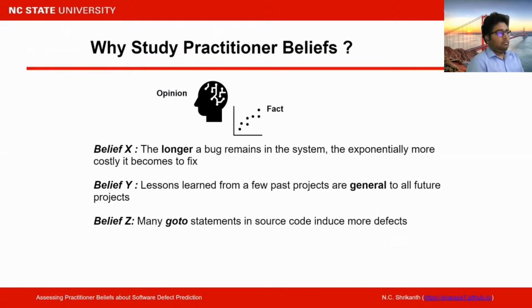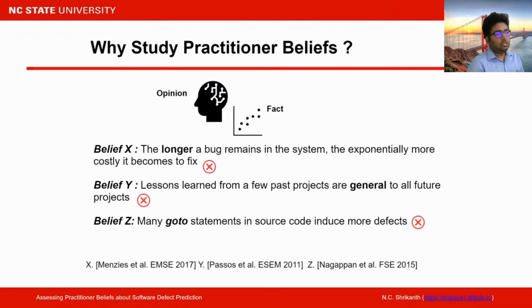Okay, let's consider a few beliefs. The longer a bug remains in the system, the exponentially more costly it becomes to fix. Lessons learned from a few past projects are general to all future projects. Many go-to statements in source code induce more defects. These are very intuitive to believe, but recently software engineering researchers did not find any clear evidence for them. So that's our motivation to study practitioner beliefs, especially prevalent beliefs.